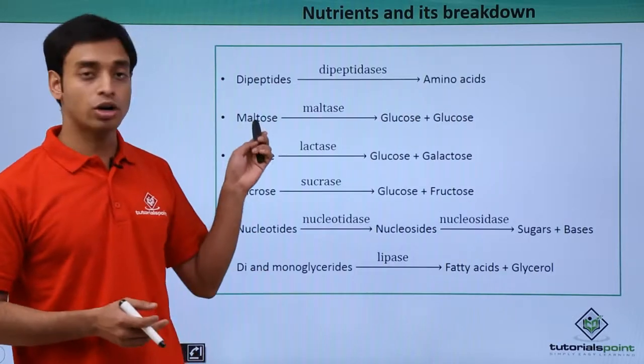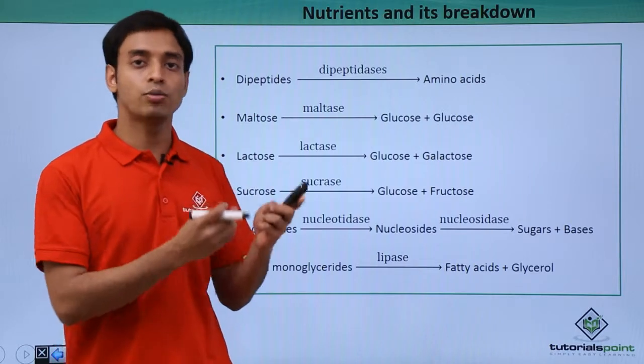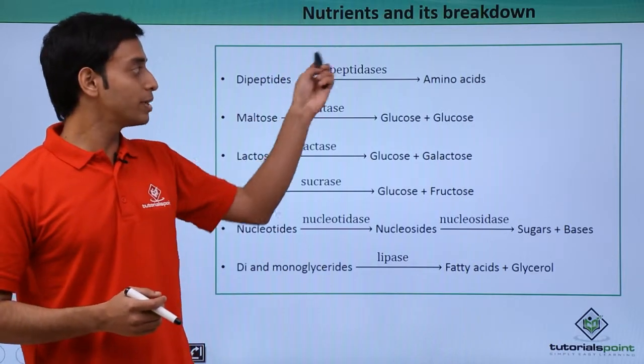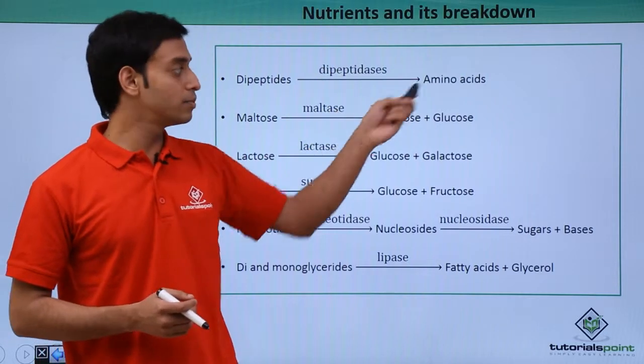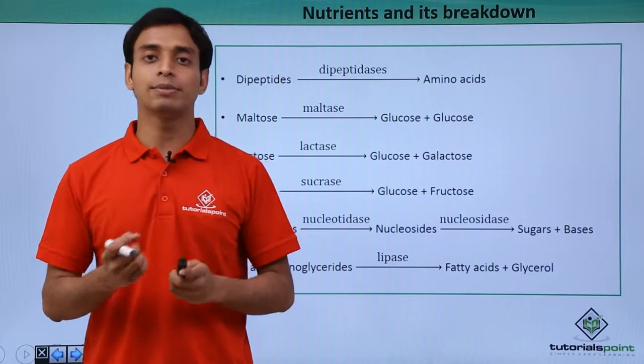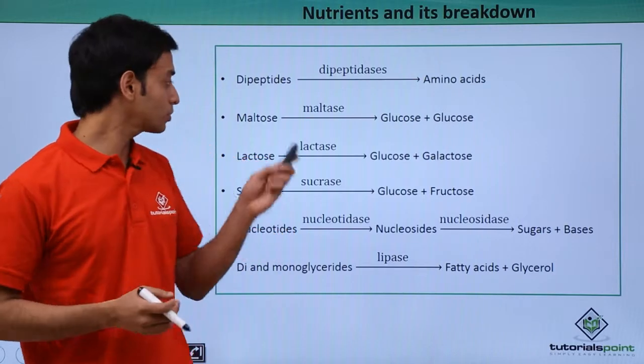Now let us take a look at some of the important molecules which are broken down into smaller or simpler products. For example, dipeptides, because of the presence of the enzyme dipeptidase, are broken down into very small molecules, amino acids, which can be easily absorbed into the bloodstream from the villi in the intestine.